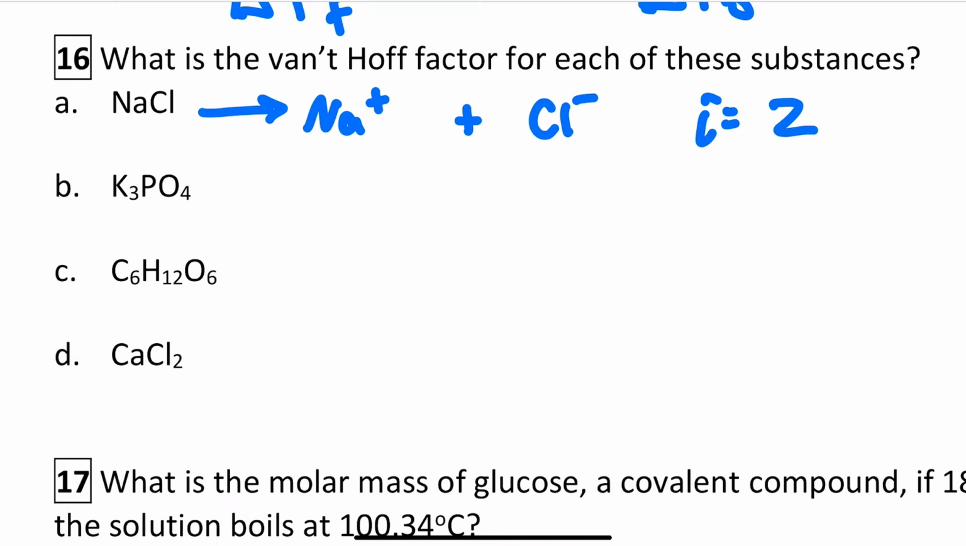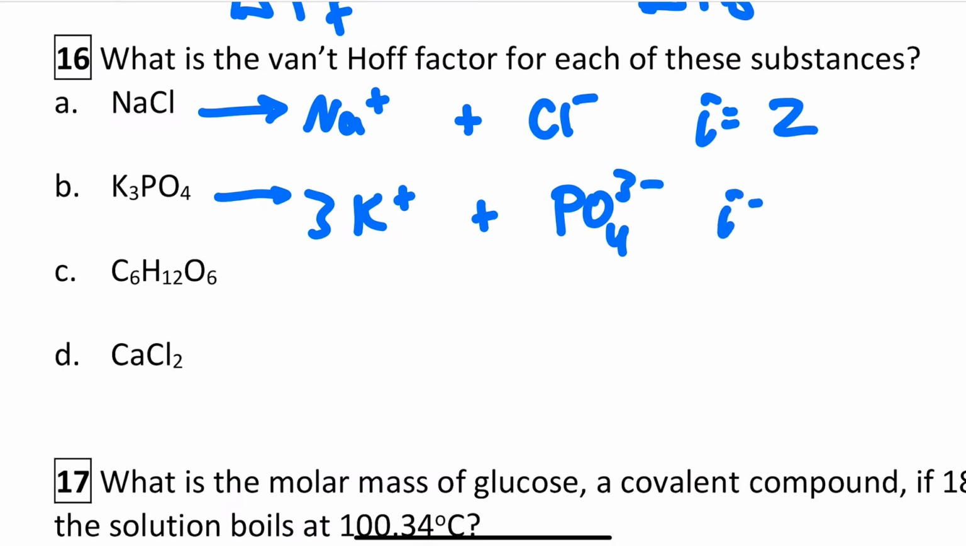For B, potassium phosphate will dissociate into 3 potassium ions and 1 PO4 3-, 1 phosphate ion. So you add those up, you get 4. So there's a 4-to-1 factor: for every 1 potassium phosphate, I get 4 particles dissociated in solution, and they contribute to that boiling or freezing point change of a solution.